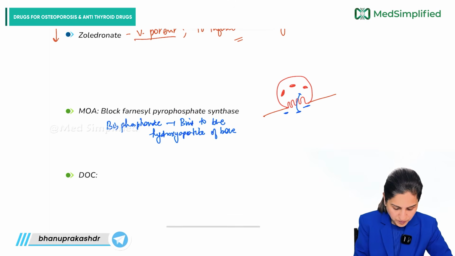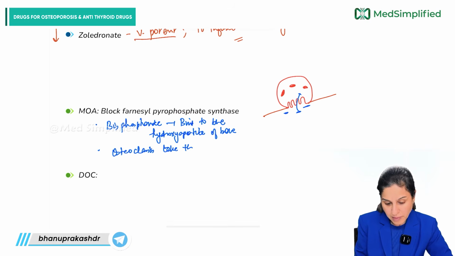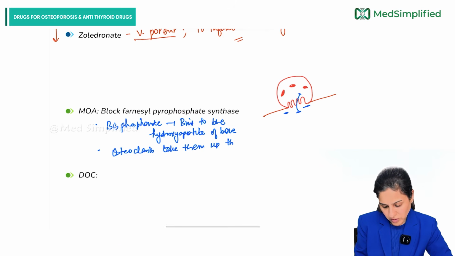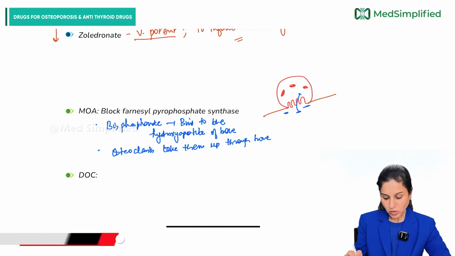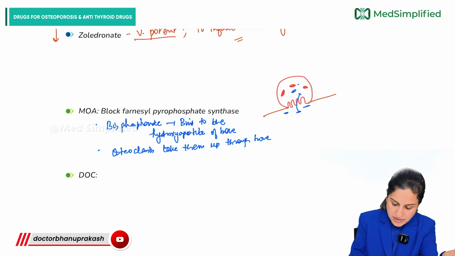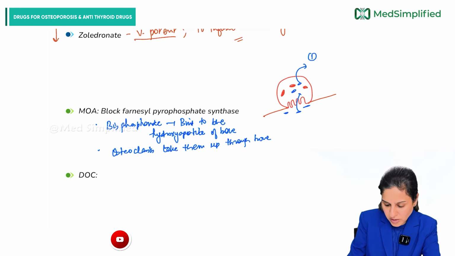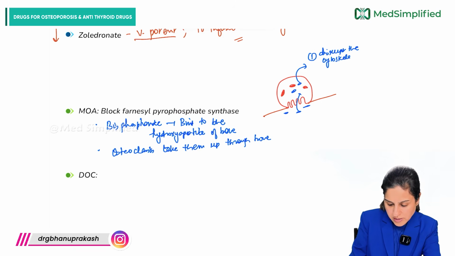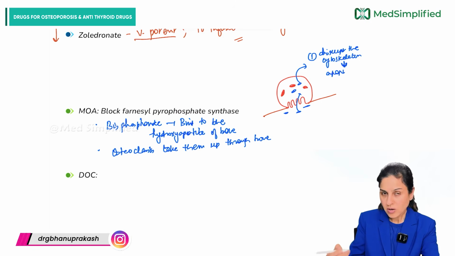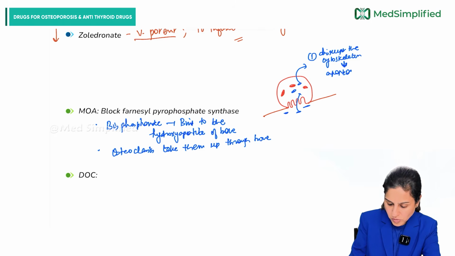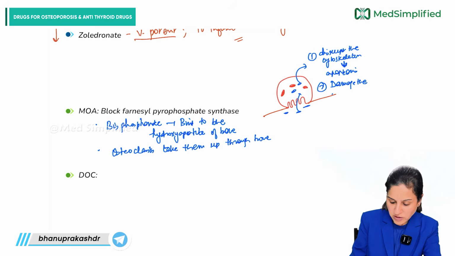Osteoclasts are going to take up this bisphosphonate while they are doing their action on the bone. So when the bisphosphonate enters into the osteoclast, number one, it is going to disrupt the cytoskeleton of the osteoclast, and it is going to cause apoptosis. It is going to kill or destroy these cells. Number two, they are going to damage the ruffled border.